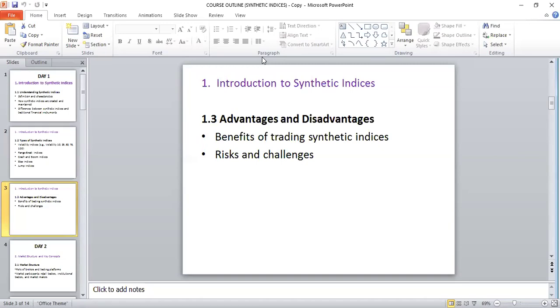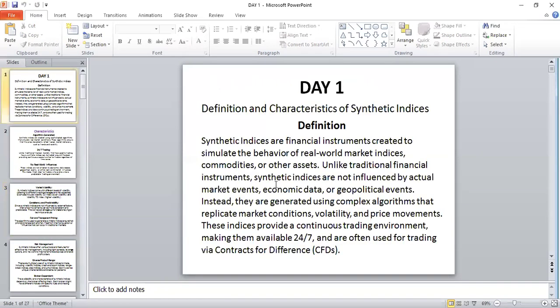All right, having done that, let's go straight to what is happening. We talked about the definition. Synthetic indices are financial instruments created to simulate the behavior of real-world markets, commodities or other assets. Unlike traditional market instruments, they are not influenced by actual market events, economic data, or political events. They are not affected by the situation of the market, so whether there's news at 7 or 8, it doesn't affect the market.